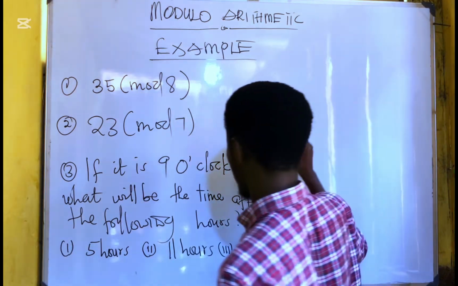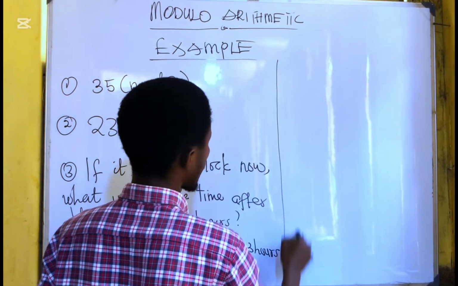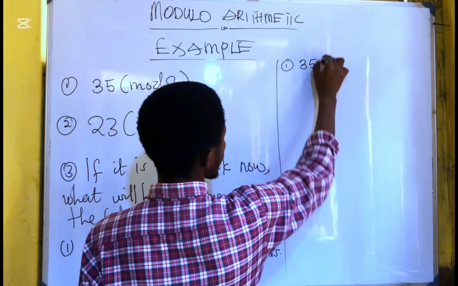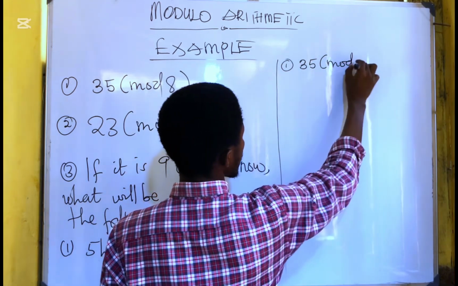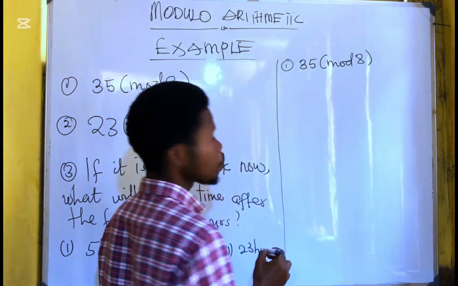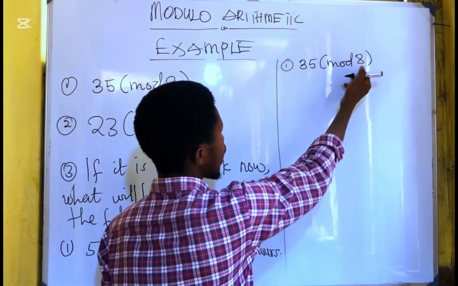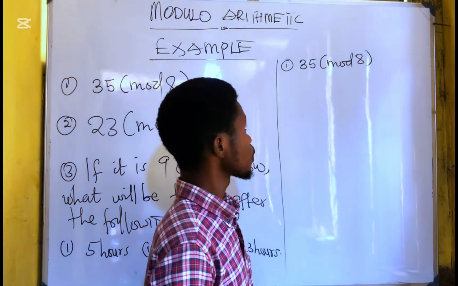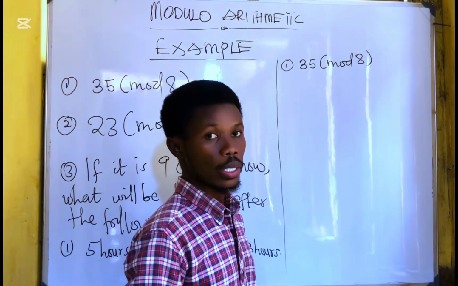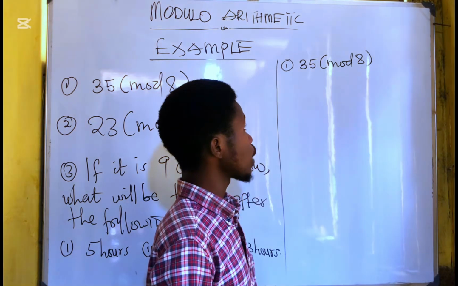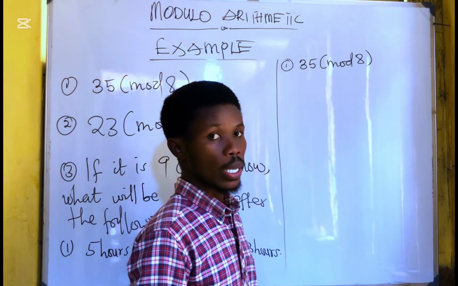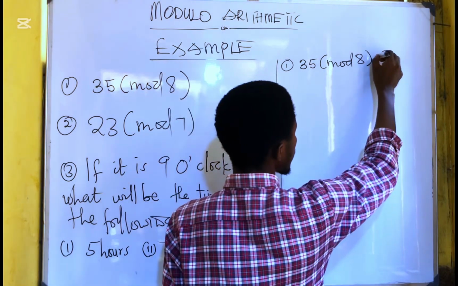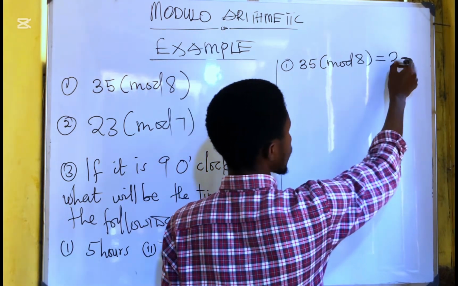So let's start with this. The question is saying 35 mod 8. Is that okay? So the thing here is that 8 can go into 35 how many times? We know that 8 times 4 is 32, right? So 8 can go into 35 4 times, remainder 3. So here we are interested in the remainder, so the answer is 3.